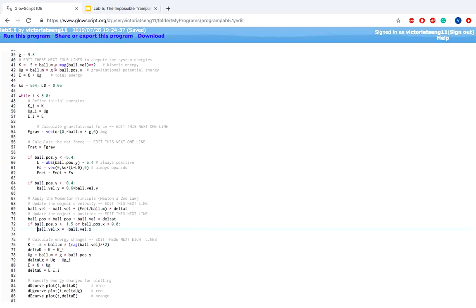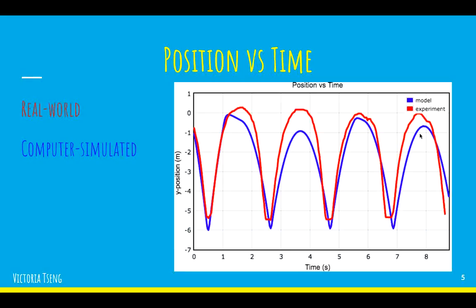We also need to account for when Christoph is slowing down at the top of the wall and flipping. To do this, we say that if his height is above negative 0.4 meters, we slow his velocity down by 60% as a rough estimate. We then use Newton's second law to update his position and velocity. We will then calculate the energy changes by subtracting our initial energies from our final energies. So when we run the code, we can compare our two models.